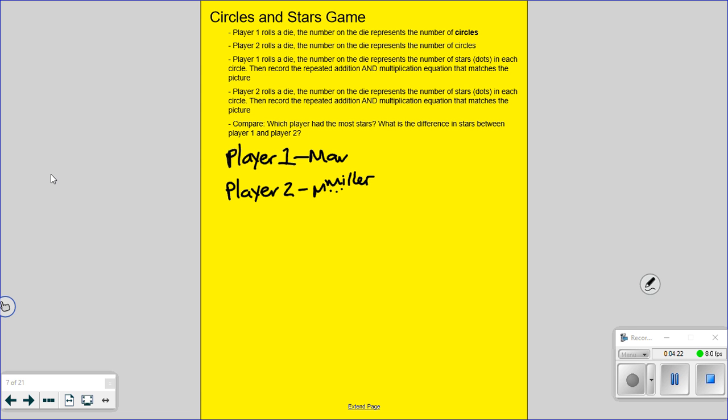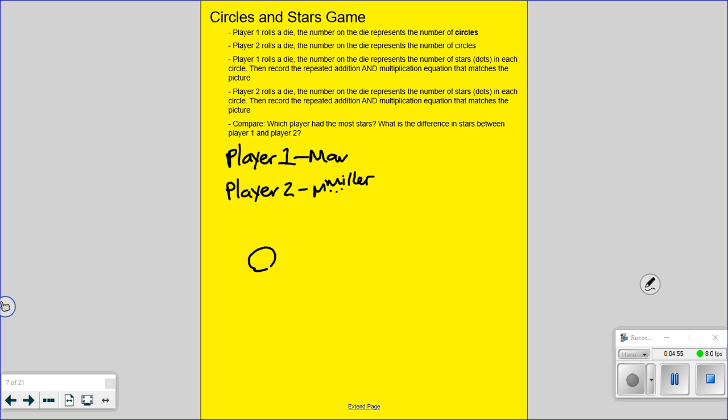All right, so the way this is going to work is we are going to use a dice. Player 1 will roll the dice. Whatever number is on that dice, that is the number of circles that person is going to draw. All right, Mav, go ahead and roll that dice. What number did you get? 6. Maverick got 6. So Mav, you're going to draw 6 large circles.